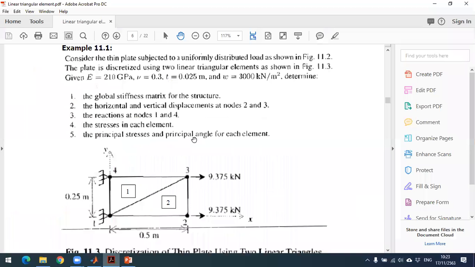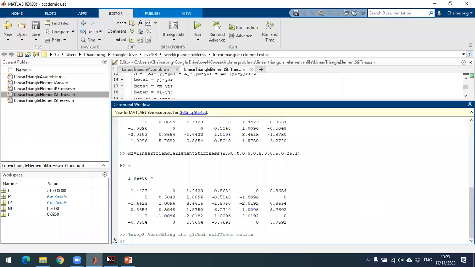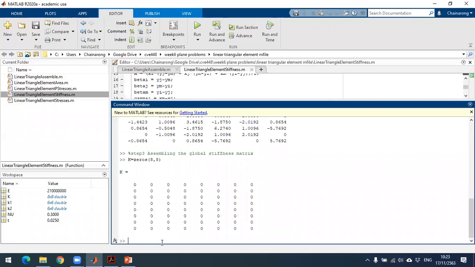We have to set up the stiffness first. Come back to the problem again. We have 4 nodes, right? Each node has 2 degrees of freedom. So the total degree of freedom should be 8, so the global stiffness matrix should be 8 by 8. So we set the stiffness matrix, capital K, equal to 0, and then use the assemble.